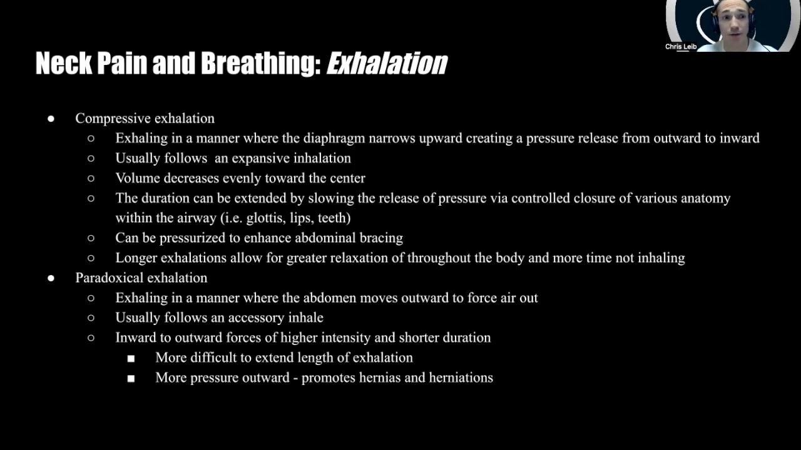The paradoxical exhalation, which will couple with the accessory inhalation, is you're exhaling in a manner where the abdomen now moves outward to force air out. So that's going to be the opposite of the compressive exhalation, where you've already expanded outward during the inhale. Now you're compressing relatively inward, where the paradoxical exhalation, because we had that accessory inhale that pulled everything upward, basically made us skinnier in the abdomen, increased the volume upward at the top of the lungs into the shoulder and the neck. Now in order to breathe out, we actually have to push our abdomen out.